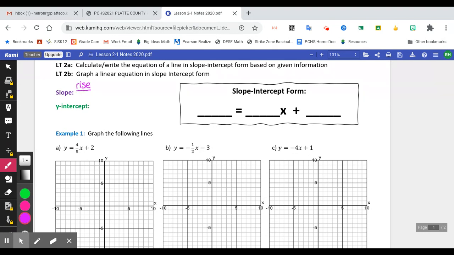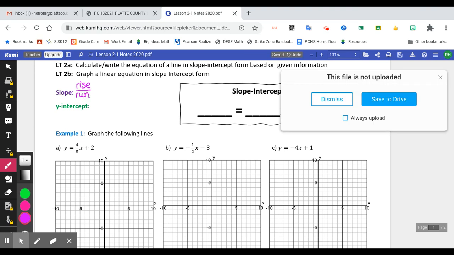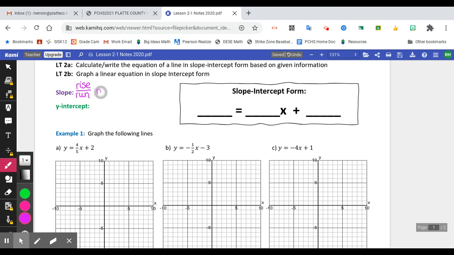All right, so slope, as we know, is rise over run, like we just talked about in our last set of notes. Rise over run is also what we're talking about when we say m. So our slope-intercept form is y equals mx plus b. M is your slope every single time, and b is your y-intercept.